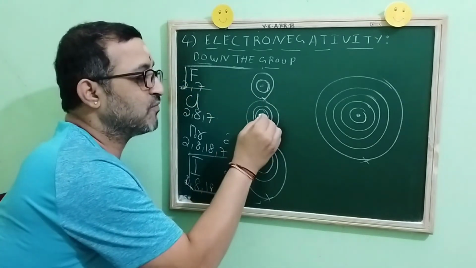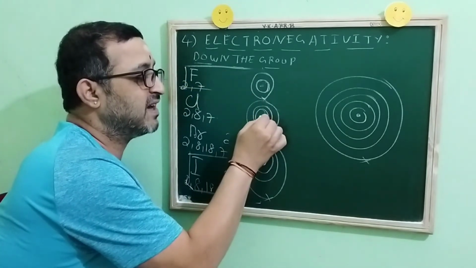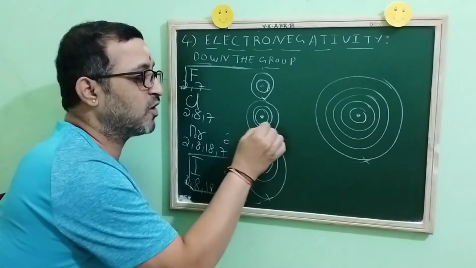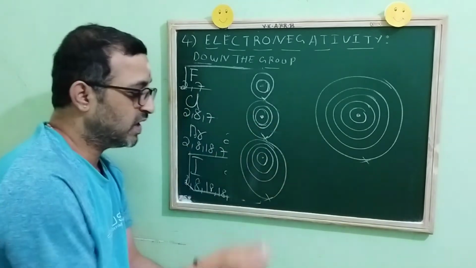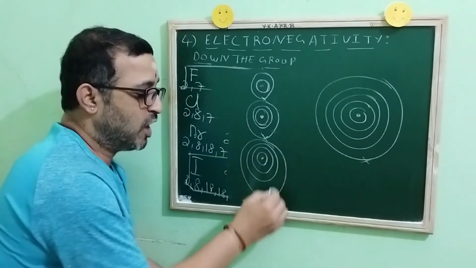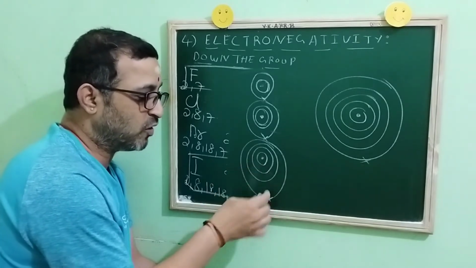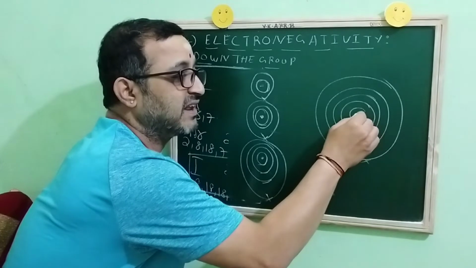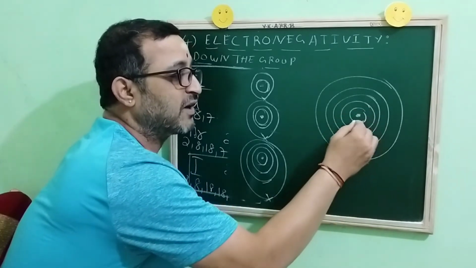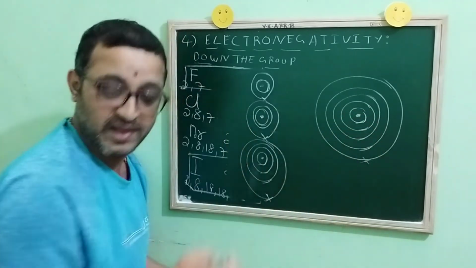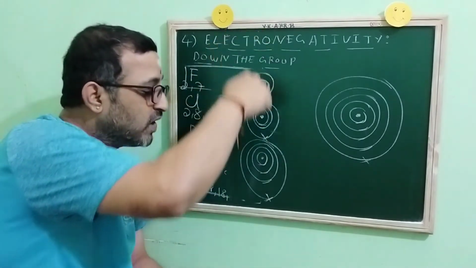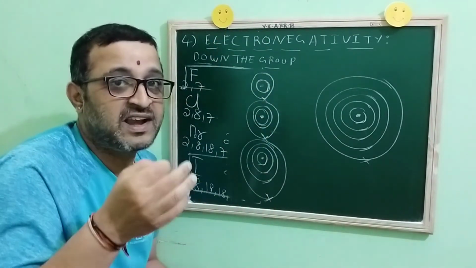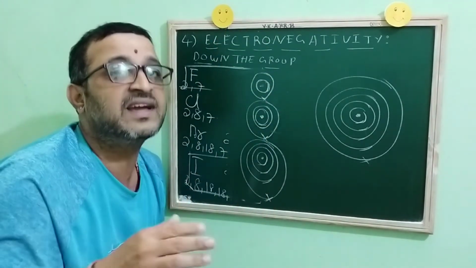Now, in case of fluorine, how many screens are there between nucleus and outermost electron? 1. In case of chlorine, how many screens? It is what, children? 2. In case of bromine? 3. In case of iodine? 4. Now, when you go down the group, the screening effect is continuously what?